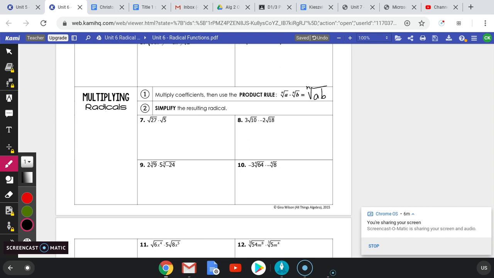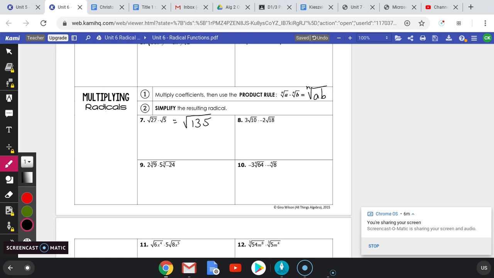So if I look here, like number 7, the square root of 27 times the square root of 5. Those have the same indices, so that means I can just multiply the two things together. If I multiply 27 times 5, I get that this is equal to the square root of 135.